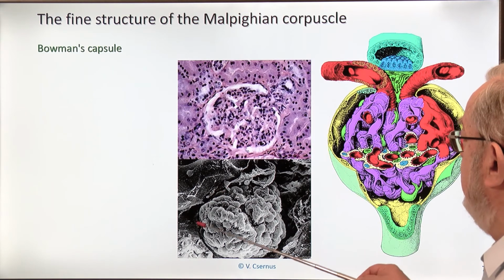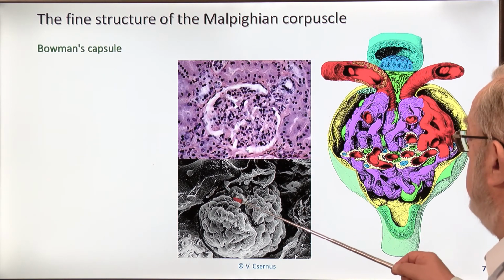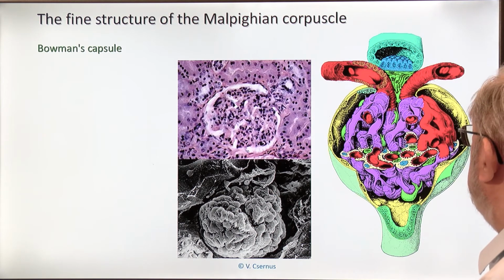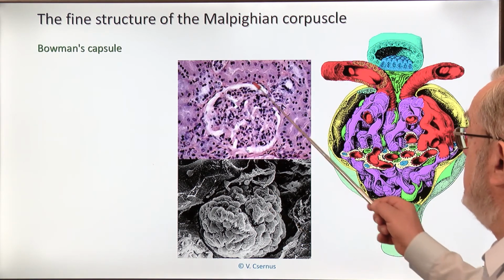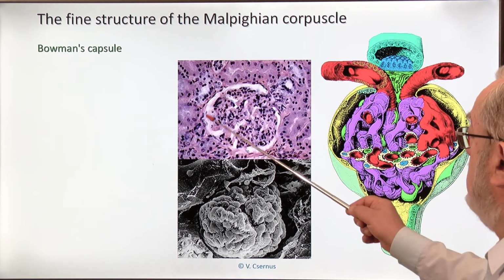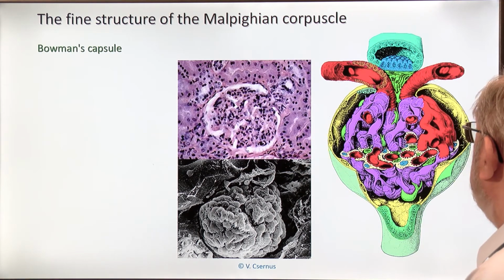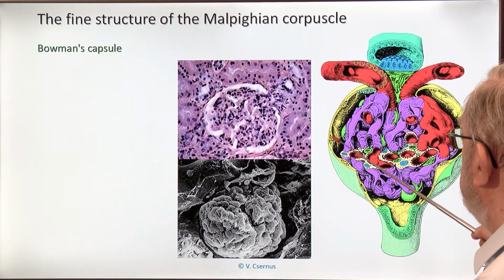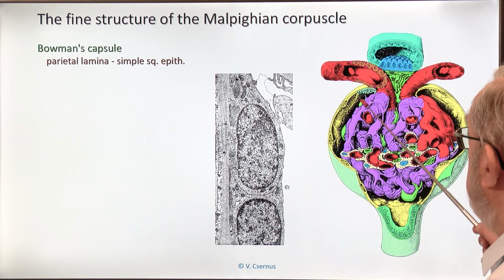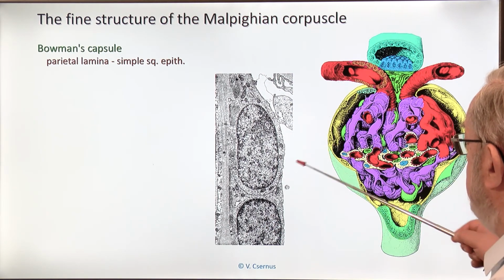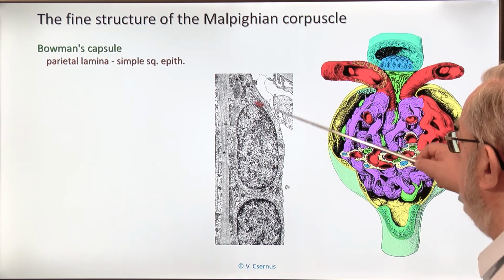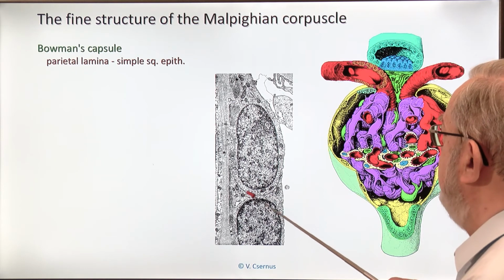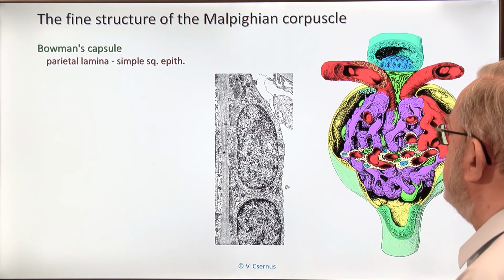You can see, first of all, a scanning electron microscopic picture of the glomerulus. You can see this very nice capillary tuft. This is a realistic picture. This is a light microscopic picture with the Bowman's capsule and the glomerulus. Let's talk about the Bowman's capsule. As I mentioned, the Bowman's capsule has a parietal lamina. The parietal lamina is simple squamous epithel, and as you can see in the electron microscopic picture, it's not as thin as the endothel, but still a simple squamous epithel.